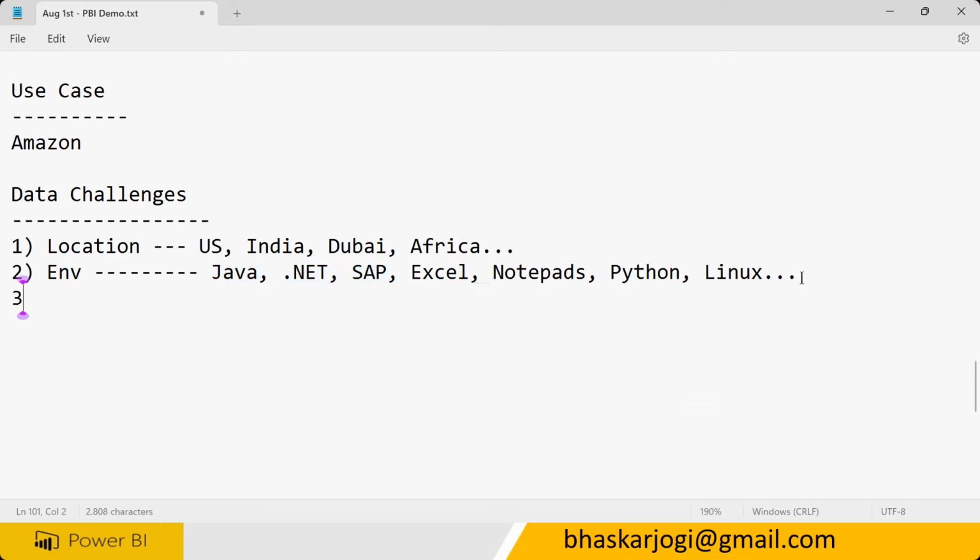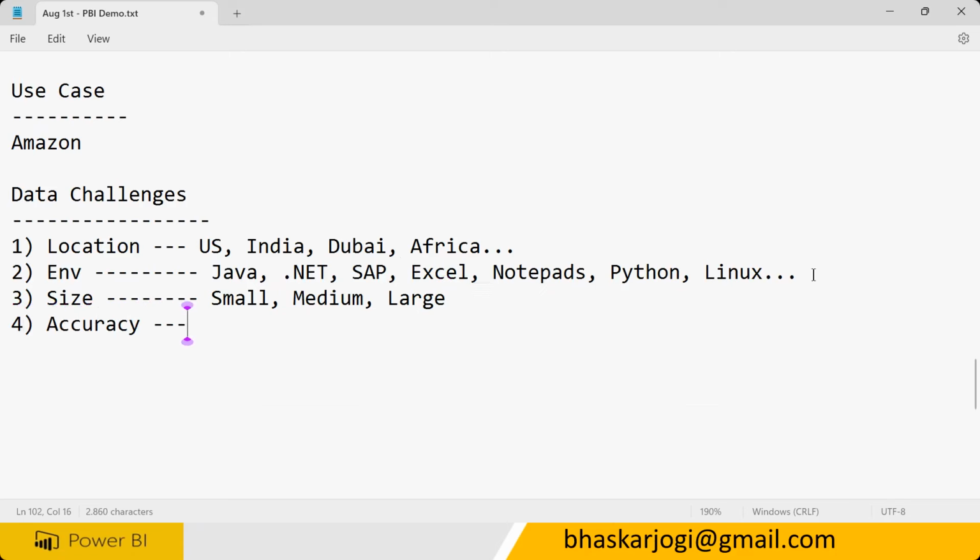The third issue, they tell me, is size. In some countries we have small data, maybe GBs or terabytes. In some countries we have medium data, and in other countries we have large data, petabytes or zettabytes. I'm talking about that. And what is the accuracy of the data?